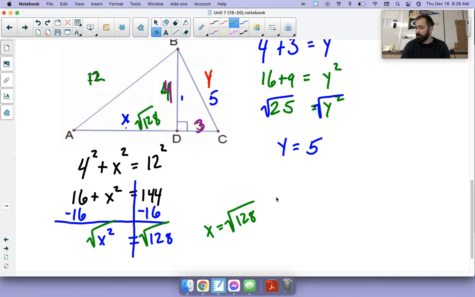That's it for Unit 7, Lesson 2, using the Pythagorean theorem to find the missing lengths of the sides of a right triangle.